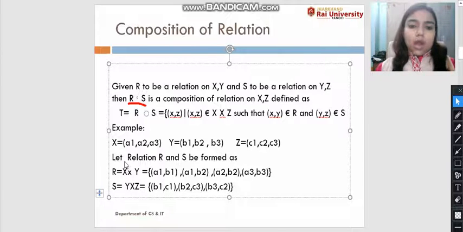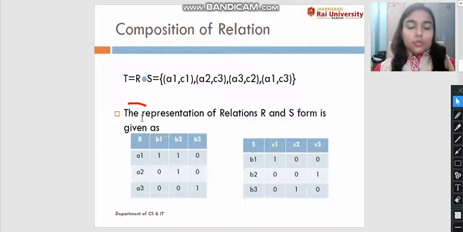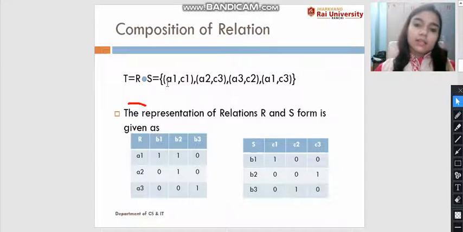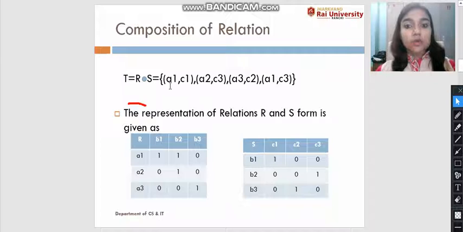So now the composition of relation T is equal to R dot S, which contains the elements which map the element of X to the element of Z.